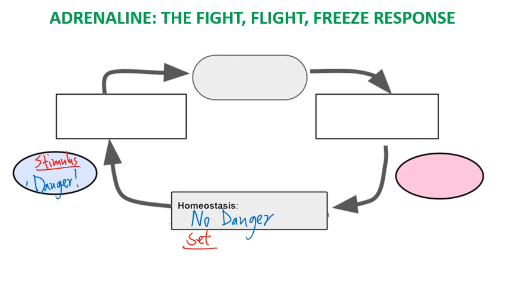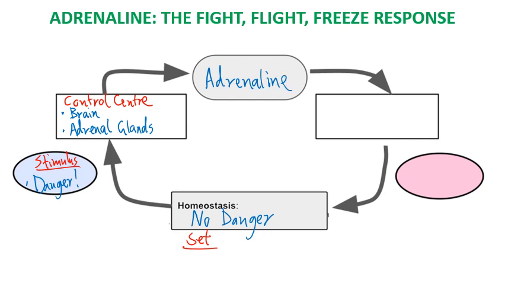Then the control center is the brain, and then it sends the message to release hormones to the adrenal glands. And then the actual important hormone that's involved in this one is adrenaline itself. So we'll put the hormone at the top here so it's clear that's what's sending the signal.